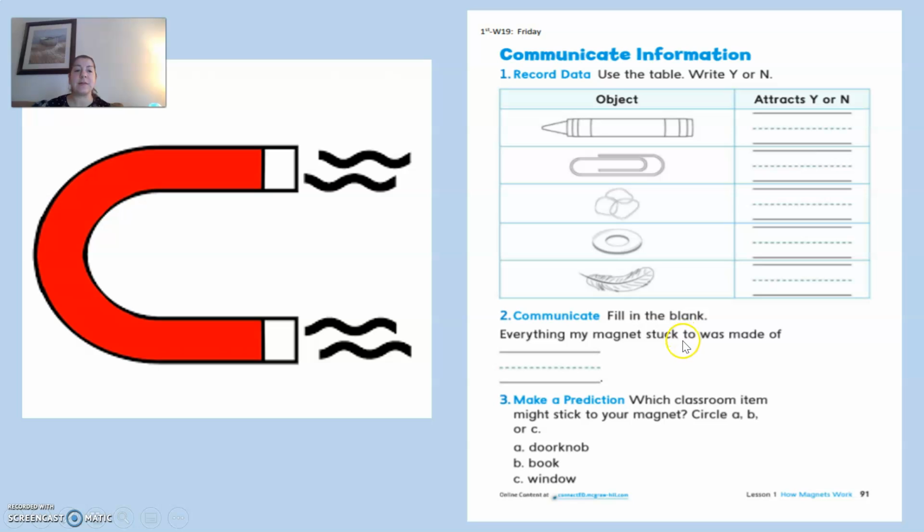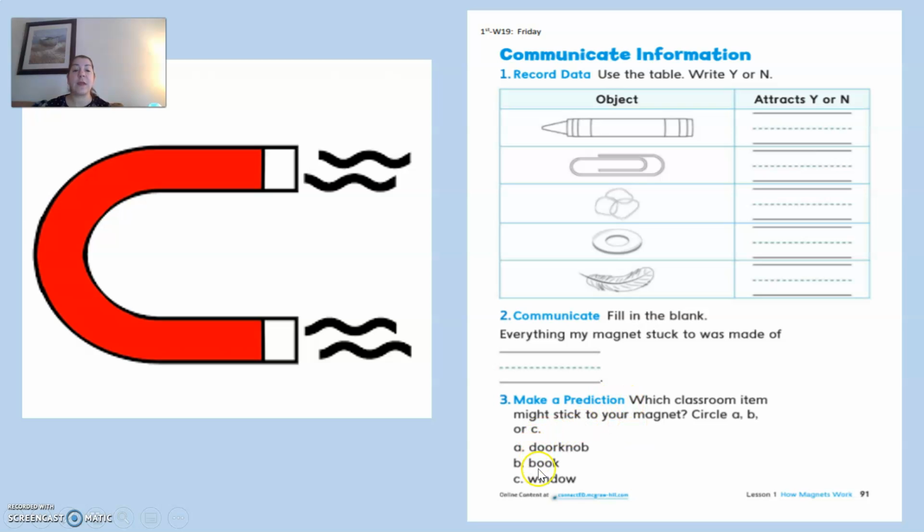Then you'll go to number 2 and you're going to fill in the blank. Everything my magnet stuck to was made of, you're going to fill in this blank right here. After that, I want you to make a prediction. Remember, that is a smart, educated guess. So we are going to predict whether these items might stick to a magnet.